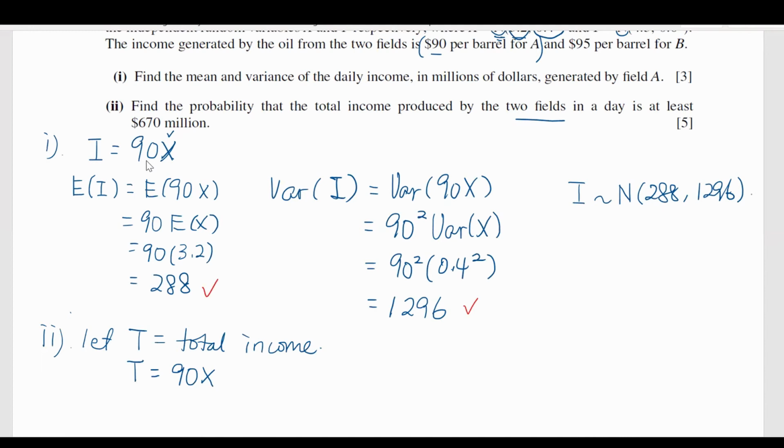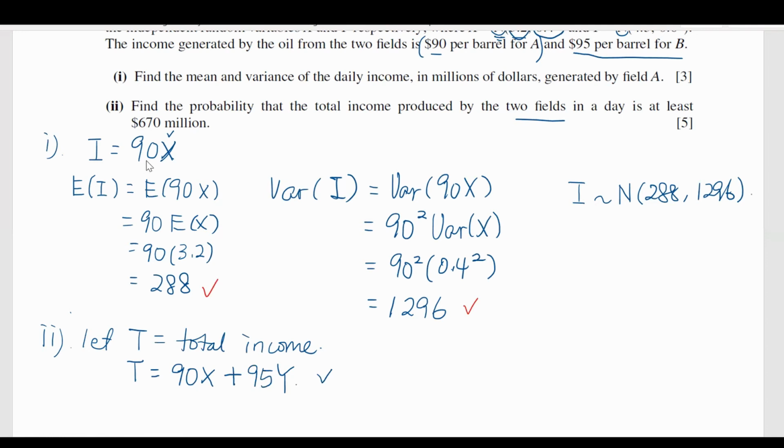And now we are looking for the total income. Then we add together $95 per barrel for B. So we have 95 times Y, right? Y is the number of barrels from field B. So that is the total income we get, which is 90X plus 95Y.